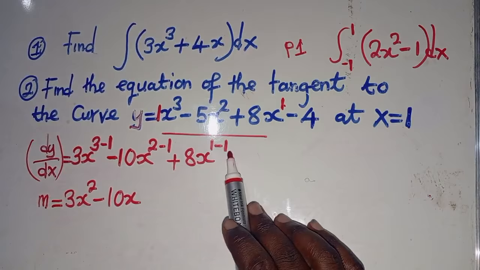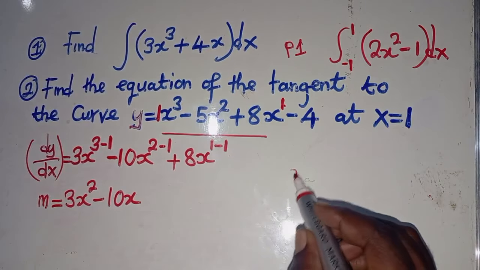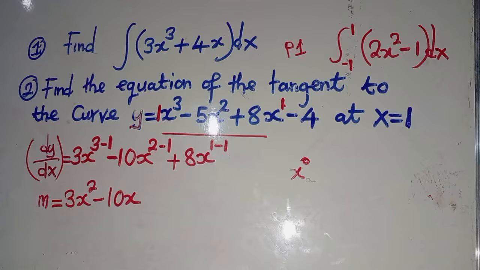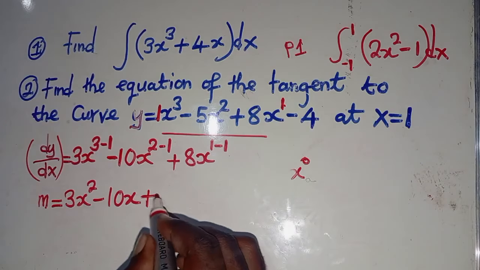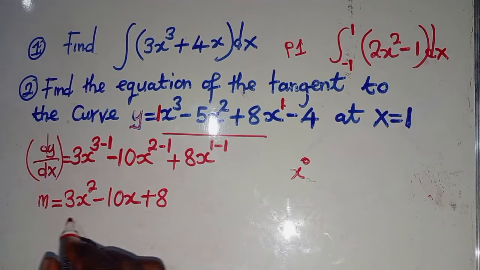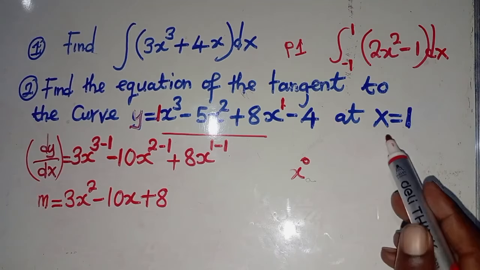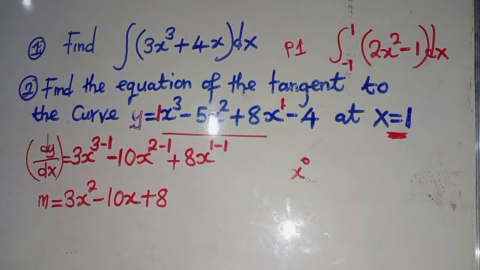1 minus 1 is 0. We are going to have x power 0. You know and understand that anything to the power 0 is 1. So it is the same as 8 times 1, that is 8. So there we get 8. Then we are given here that x is equal to 1.